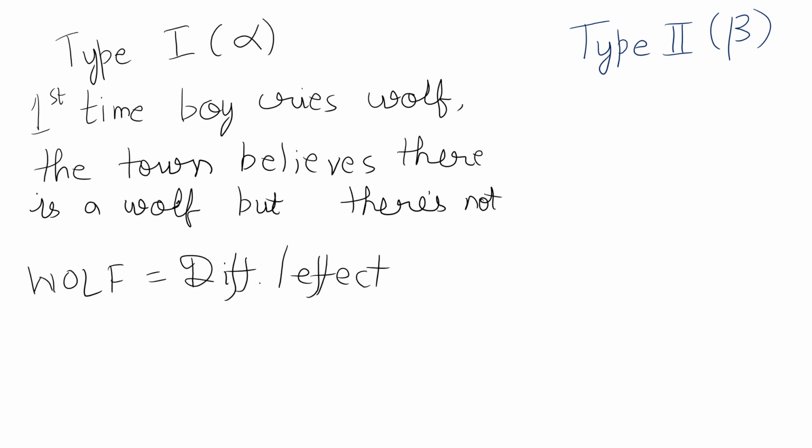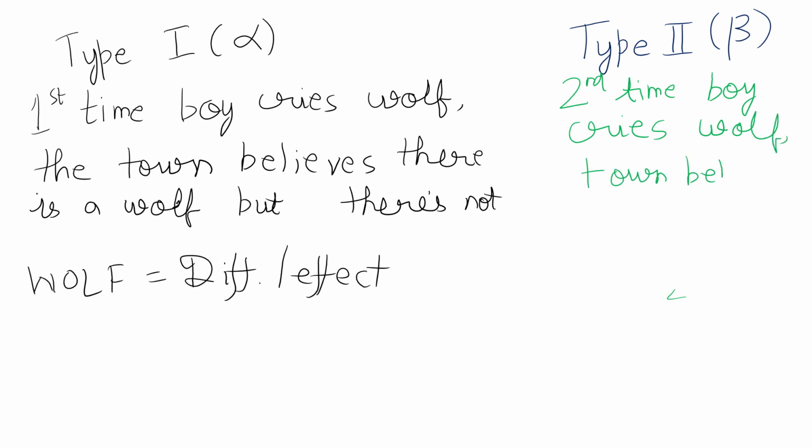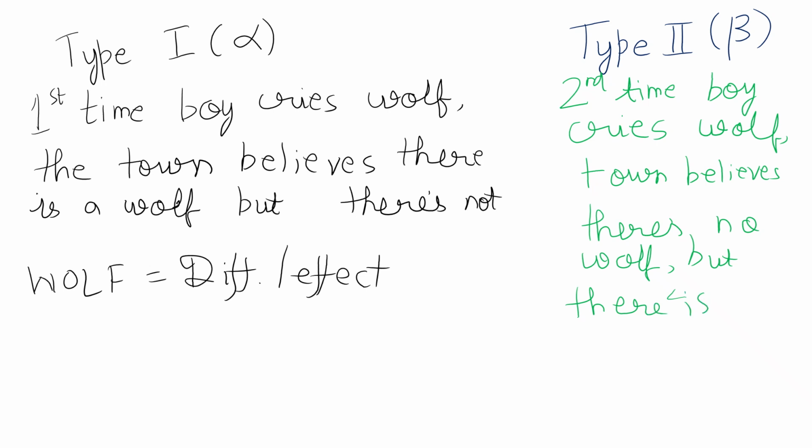And type 2 error can very easily be memorized by a very simple thing: second time boy cries wolf, town believes there's no wolf, but there is one. That means there is a difference present. Okay, now I'll explain each and everything, because once you know, wolf is basically difference or effect.